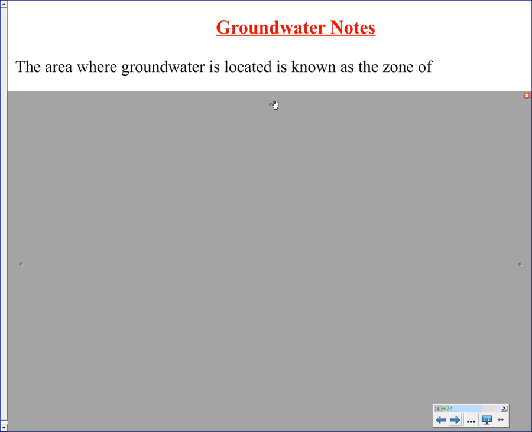Okay. So first of all, let's just go over some of the things that we already discussed. The area where groundwater is located is known as the zone of what? Zone of saturation. What are you going to write? Exactly. That's the best part of note taking because it's fast and it's quick. Groundwater equals zone of saturation. Zone of saturation equals groundwater. Quick, fast, and easy.